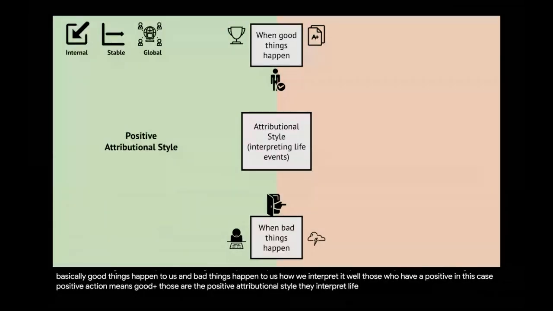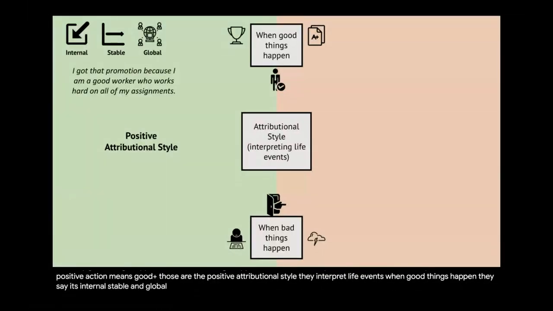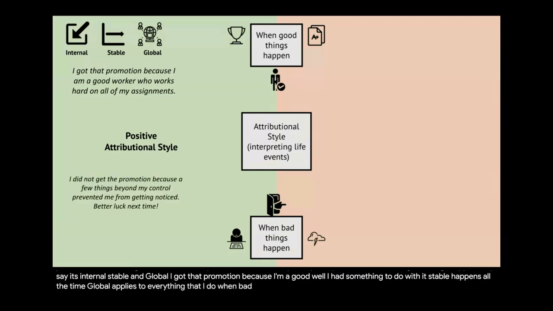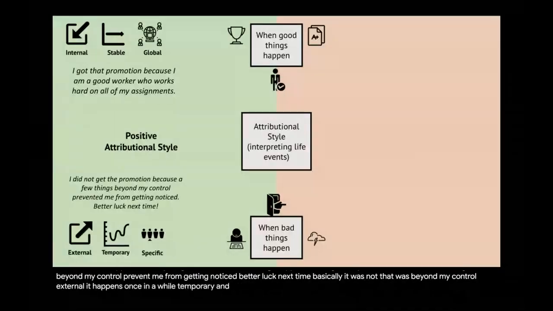They interpret life events this way: when good things happen, they say it's internal, stable, and global. I got that promotion because I'm a good worker who worked hard on all of my assignments. Internal, I had something to do with it. Stable, happens all the time. Global, applies to everything that I do. When bad things happen, I didn't get the promotion because a few things beyond my control prevented me from getting noticed. Better luck next time. Basically, it was beyond my control, external. It happens once in a while, temporary, and it only happens here. It doesn't apply to my entire life, specific.